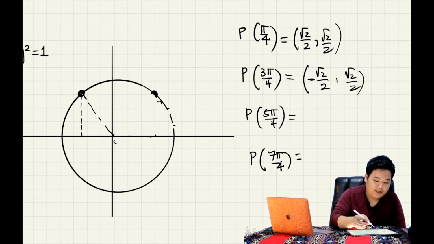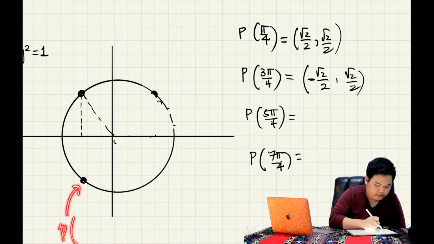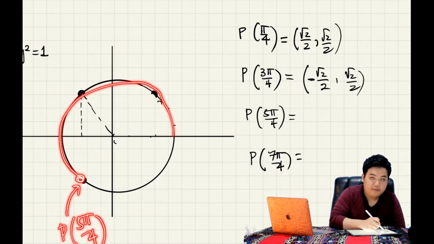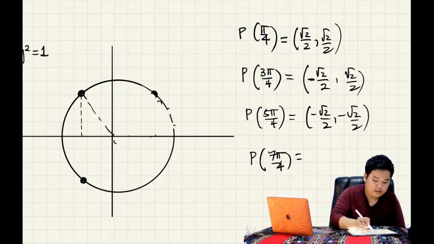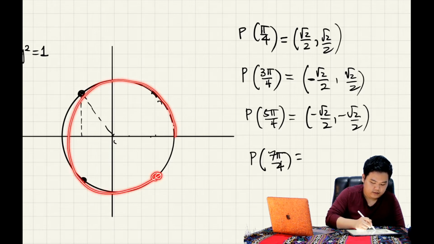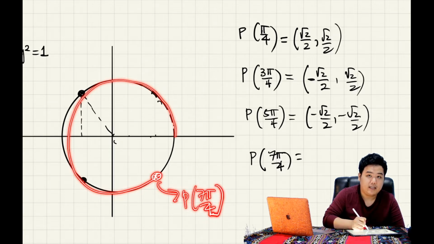Okay. How about P of 5 pi over 4? Somewhere here, andito siya. So this is P of 5 pi over 4. Okay, so same coordinates maliban doon sa signs, iibahin lang natin. Kailangan, nagtutugma siya kung nasang quadrant siya. So in this quadrant, x and y are negative. And for the last one, this is P of 7 pi over 4. Nasa quadrant 4 siya. So x is positive, y is negative.